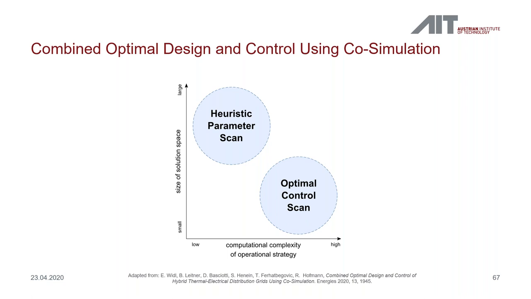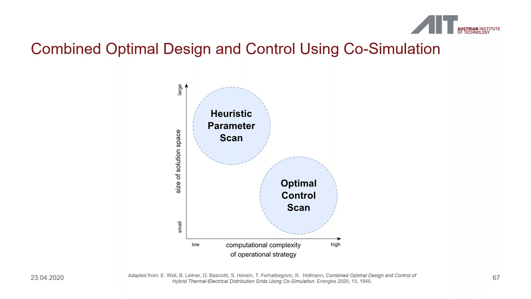So the question is, in co-simulation, how can you do this combined optimal design and control evaluation? And we basically came up with a methodology where, on the one hand, we look at the size of the solution space. So it could be that you say, okay, I just have a couple of options: probably put a heat pump of this size here, or probably put another heat pump of a different size somewhere else. Those are very limited options, but you could also have a solution space that is very large with many, many degrees of freedom.